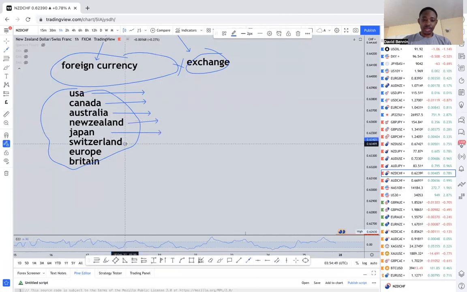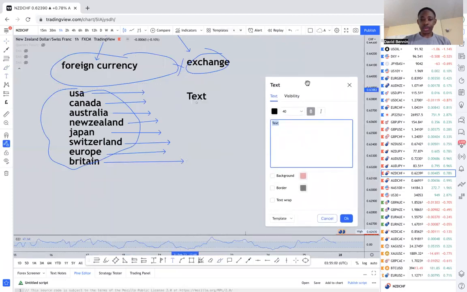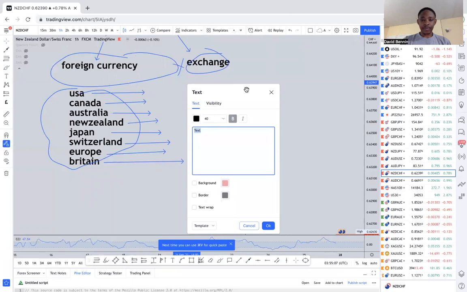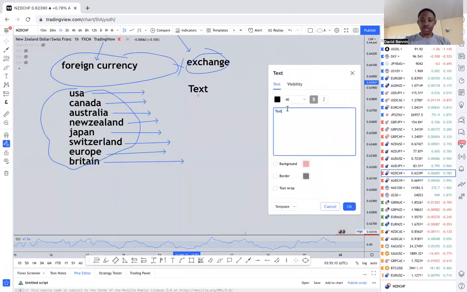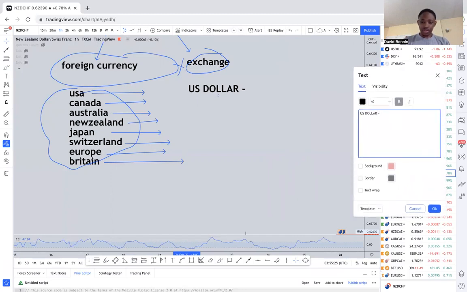Every currency is represented with 3 capital letters. So we'll go over them right now. In the US, they spend the US dollar. This is represented as USD. This is how it is represented in the market. Anytime you see USD, it means you're referring to the US dollar.